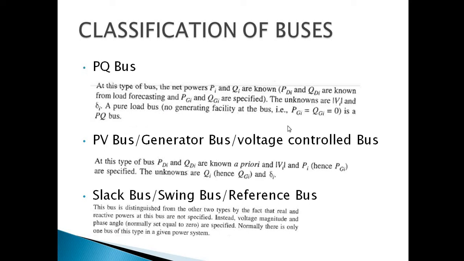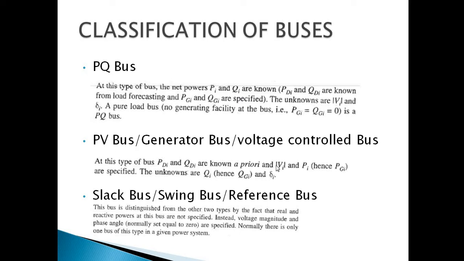So this is the PQ bus, where only P and Q are known, and V and delta are unknown. If it is a pure load bus, there is no generator, so PG and QG are 0. So in the PQ bus, only P and Q are known.